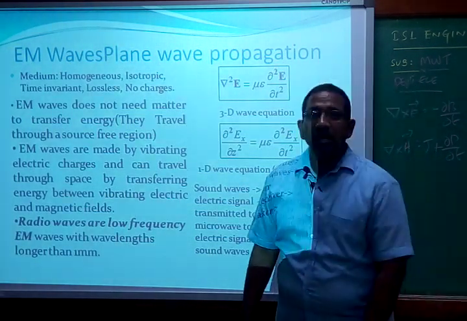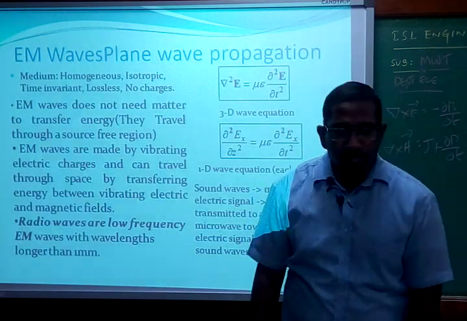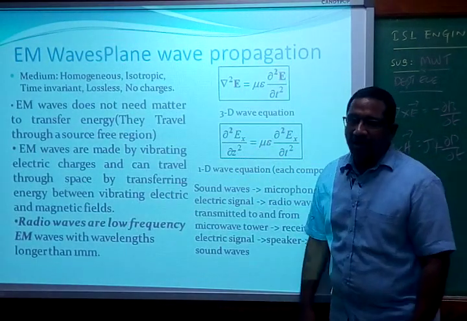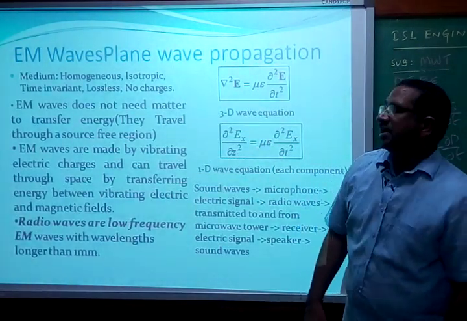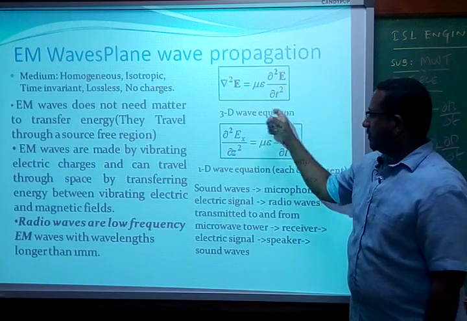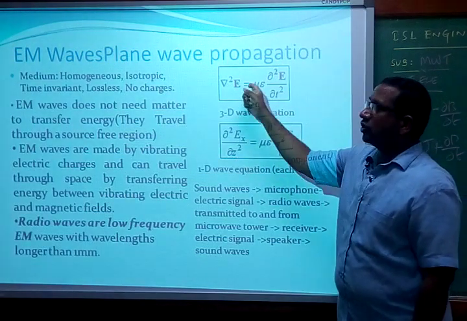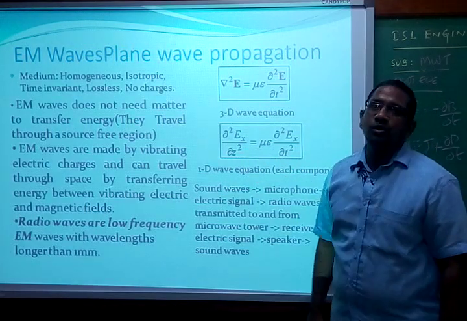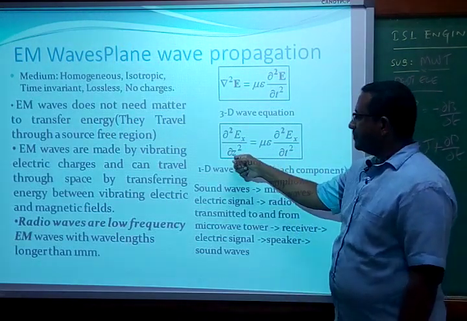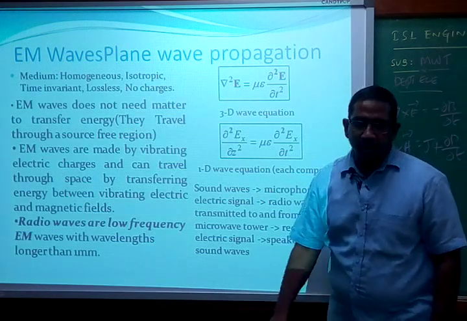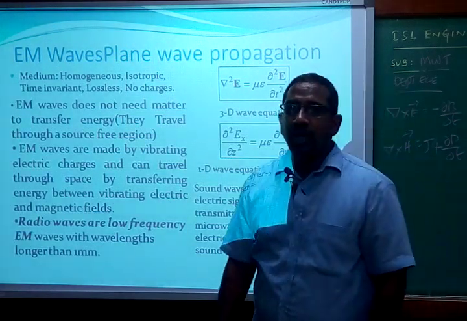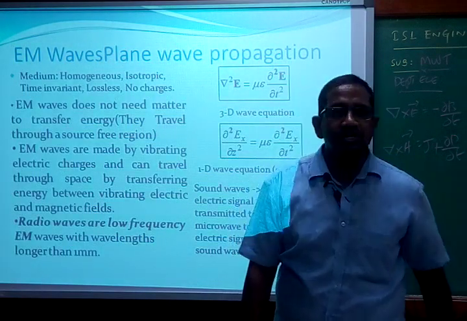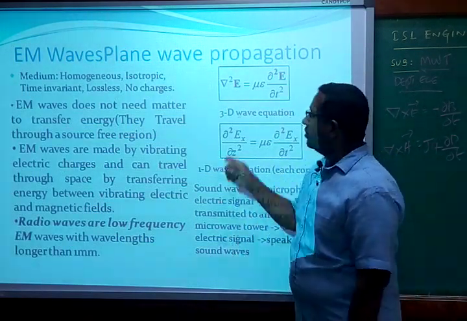Now in our subject, around 60% or 70% of the time we deal with only the Cartesian coordinate system. That is why I have given you the basic wave equation represented in terms of the electric field as dou square Ex by dou Z square. What is this dou Z square? This Z is the direction of the propagation of the EM wave. Now we have converted from time domain to the spatial domain.